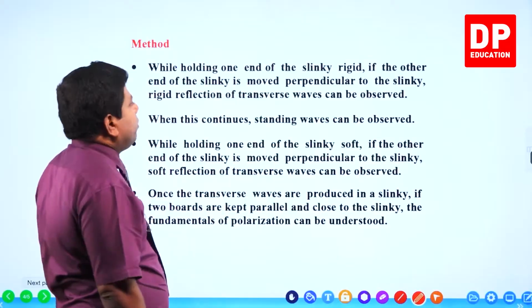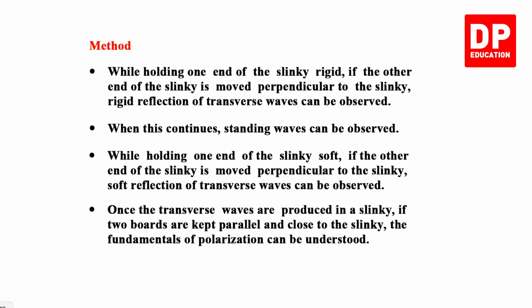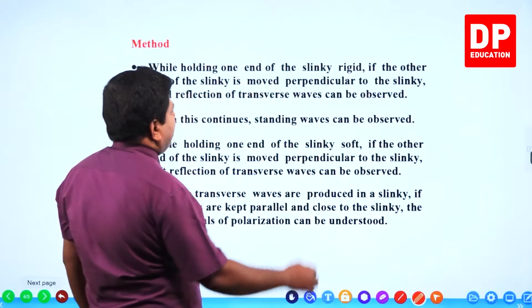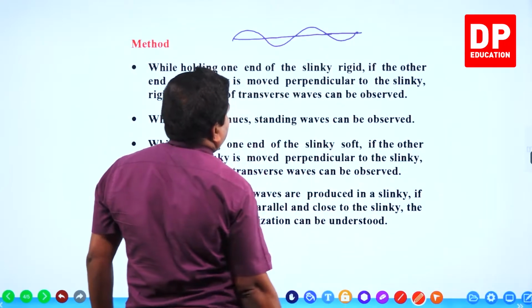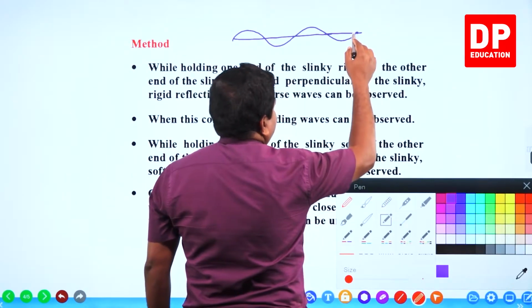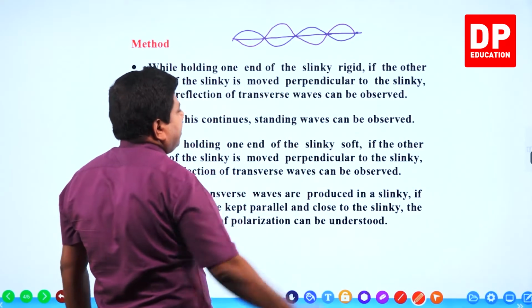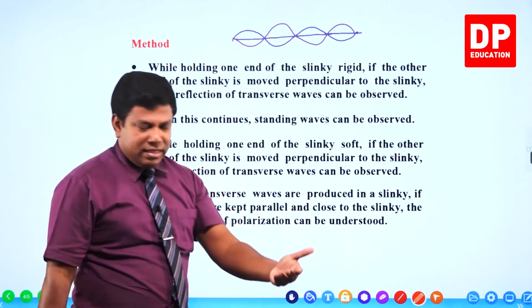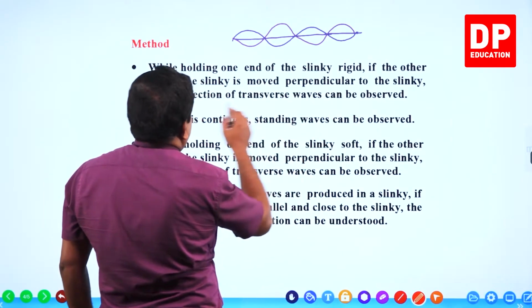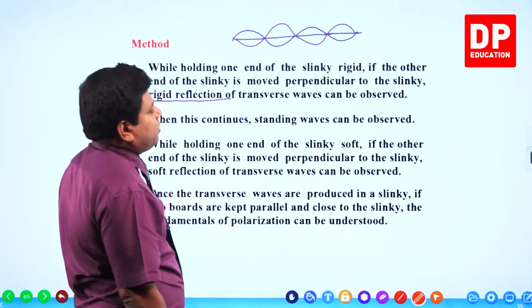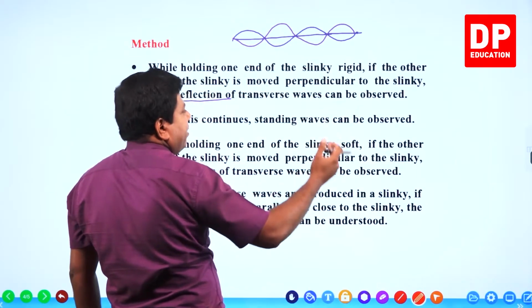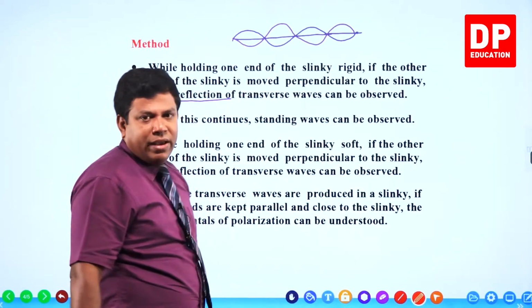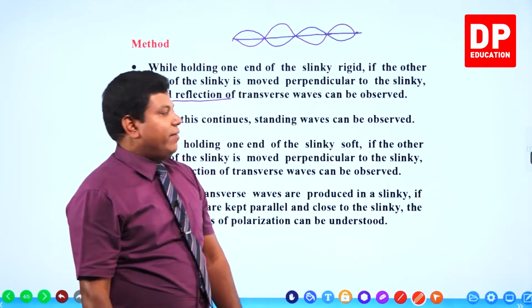Look at the procedure. While holding one end of the slinky rigid, if the other end of the slinky is moved perpendicular to the slinky, rigid reflection of transverse waves can be observed. Rigid reflection means, look at this, the wave will travel like this, and at this point if the reflection happens, the returning wave will have a phase difference like this, a 180 degrees phase difference, right? It will be in the opposite phase. That's what we call rigid reflection. When this continues, standing waves can be observed, because one wave is going in this direction and the same wave is going to return in the other direction with a 180 degree phase difference. So there will be a standing wave. You can observe a standing wave.